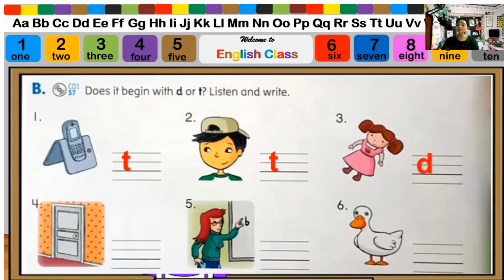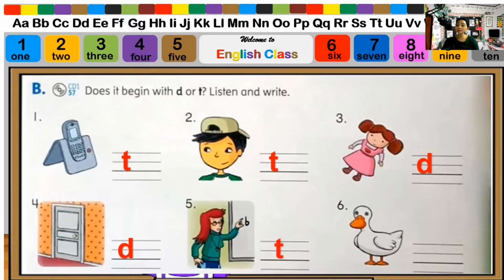Good job. The next picture is door. Door. Is it letter T or letter D? That's right. It's letter D. Very good. And then the next one is teacher. Teacher. Is it letter D or letter T? That's correct. It's letter T.